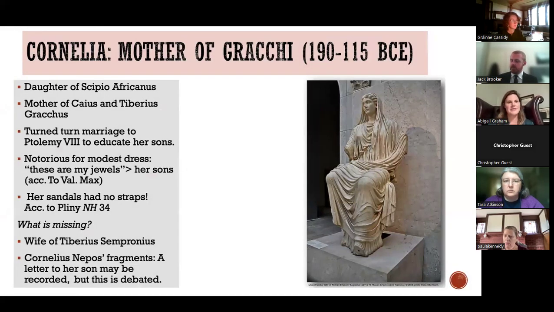So in the case of Cornelia, what I've also tried to look at are some basic facts. She's the daughter of Scipio Africanus. She's the mother of Gaius and Tiberius Gracchus. She turned down marriage to Ptolemy VIII to educate her sons, and she's notorious for her modest dress. So she's the antithesis to a figure like Tarpeia. So it also allows us to connect different female figures.